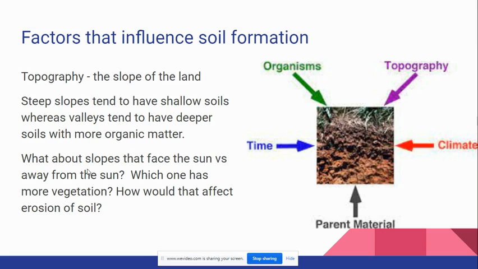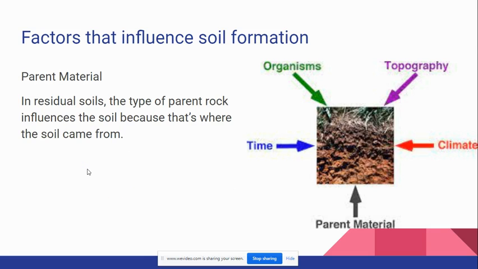So slopes that face the sun versus away from the sun, which one might have more vegetation? So which one, how does that affect erosion, if you remember that, right? So slopes facing the sun are going to have more vegetation, and so less erosion, and so more soil, if that makes sense. The parent material, the rock from which the soils originate, will influence what type of soil or how the soil is formed, just because it depends on the parent rock.